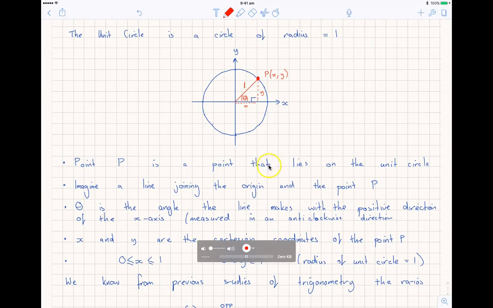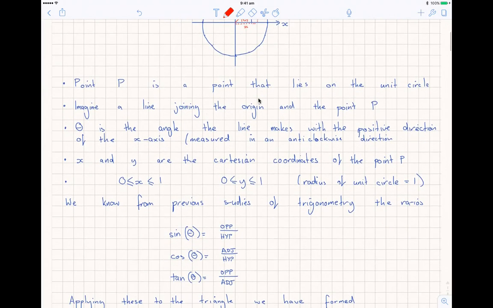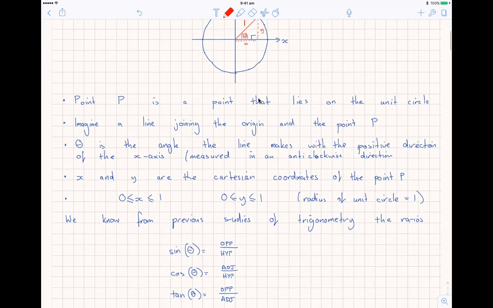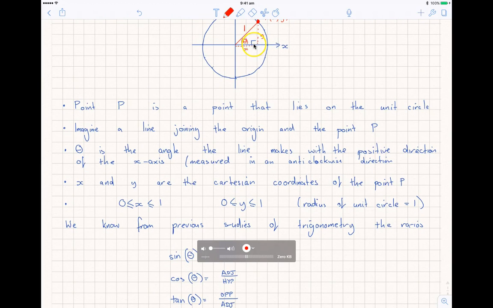And we can take a point P that lies on the unit circle, and it's on the Cartesian plane, so we can give it coordinates x and y. And we call this angle theta, the angle that the line between the origin and the point P makes with the positive direction of the x-axis. We measure it in an anti-clockwise direction, from the positive direction of the x-axis to this line.